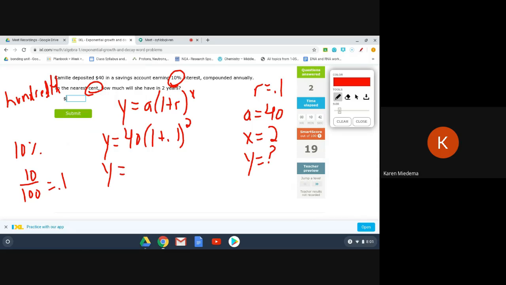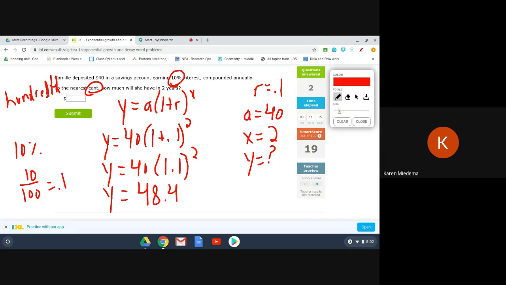Again, I'm going to show that intermediate step, simplifying what's in my parentheses here. 1 plus 0.1 is 1.1 raised to the 2nd. Now I'm going to go ahead and use my calculator. 40 times parentheses 1.1 raised to the second power. I get 48.4.